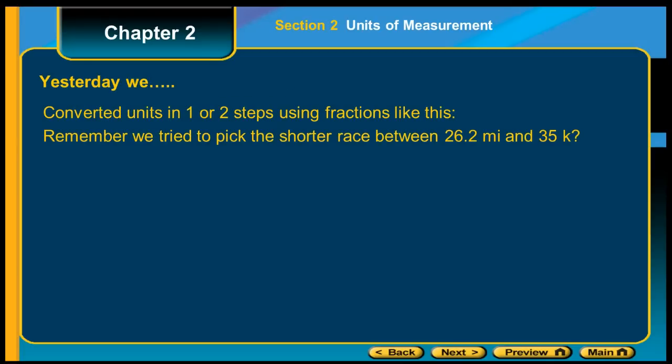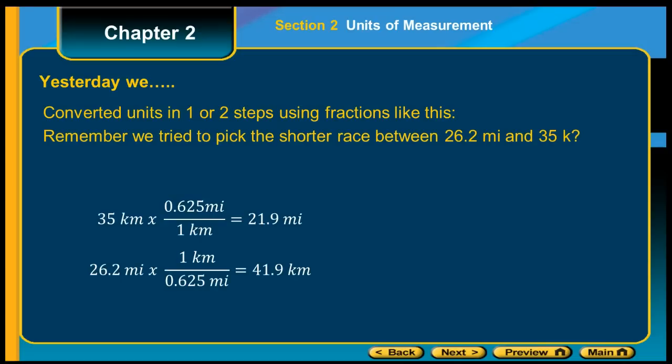So in part 1 of the video, we talked about which race was longer, a 26.2-mile race or a 35-kilometer race, and we knew that 1 kilometer is 0.625 miles. And so you set up the fractions so that your units canceled. In the first one you have 35 kilometers on the top and a kilometer on the bottom of the next fraction. So then you take 35 times the 0.625 miles and you get 21.9 miles in that case.